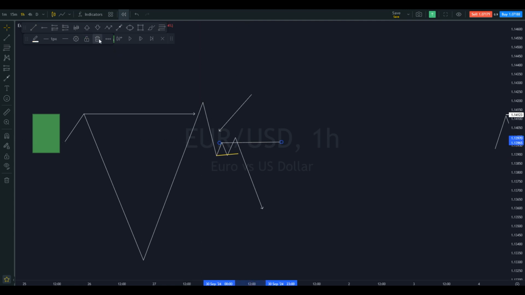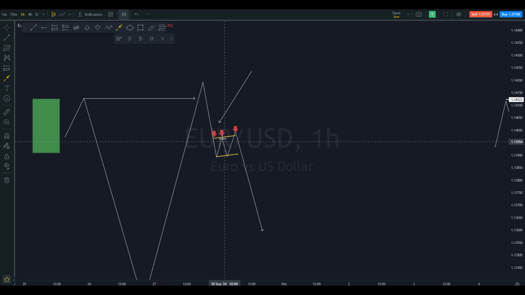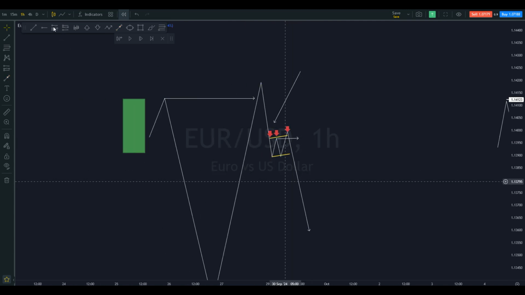Let me remove this takeout, and then we're going to use our 2:1 technique. We make a copy and accommodate it in this upper level we have right here. Right here will be our first touch, second touch will be right here, and then we enter on our third touch, when price closes the 1-hour candlestick below our takeout. So yeah, right there, that's our entry.